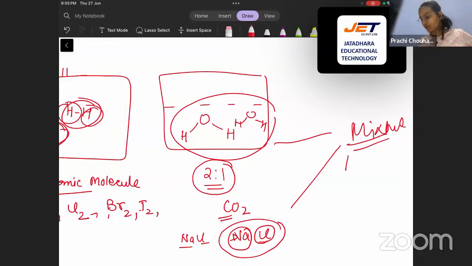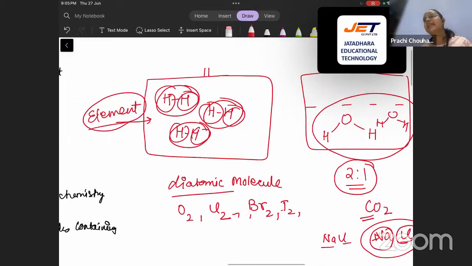Yes, combination of the same element is a molecule, and the combination of different elements is a compound. Yes, Bhavna, you are correct. That's how we will define it, right? I hope now the difference is clear between how we define elements and how we define compounds.